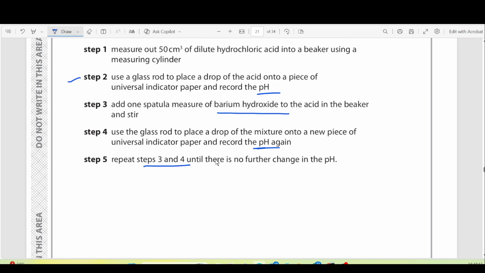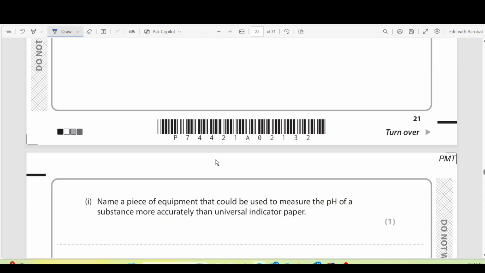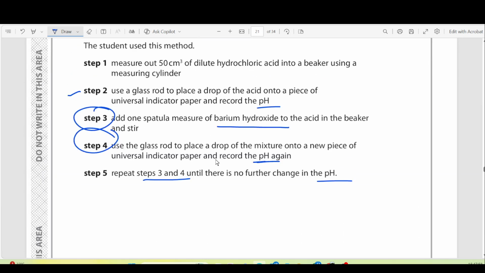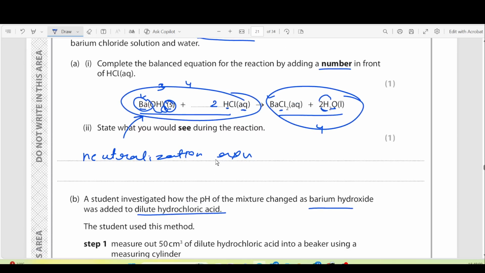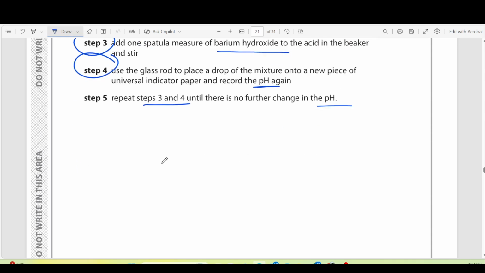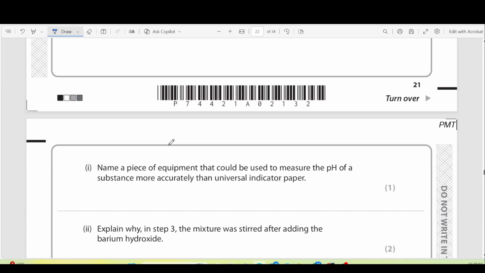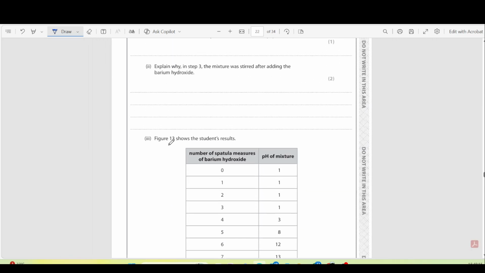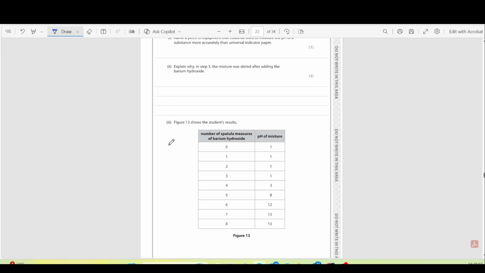Then repeat these two steps, step 3 and 4, until there is no further change in the pH. Basically, what it is saying is, because this reaction is a neutralization reaction, it is neutralizing, and we know neutral pH is 7, right? So now based on this, we have some questions here. Let's see these questions.